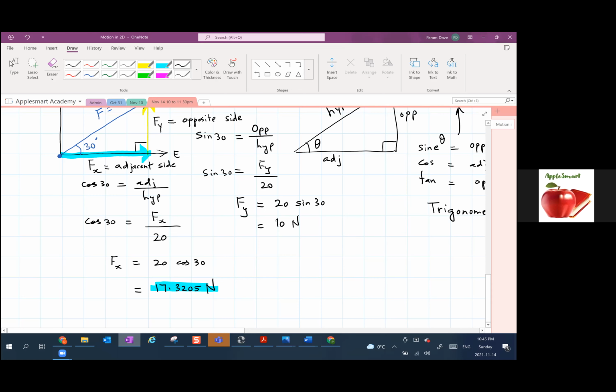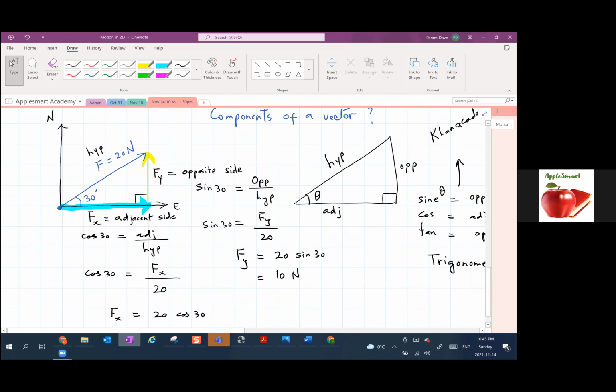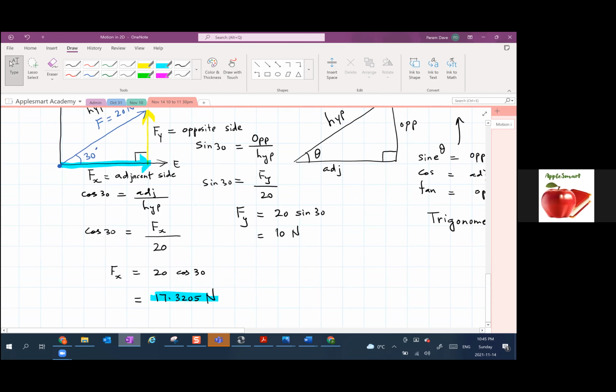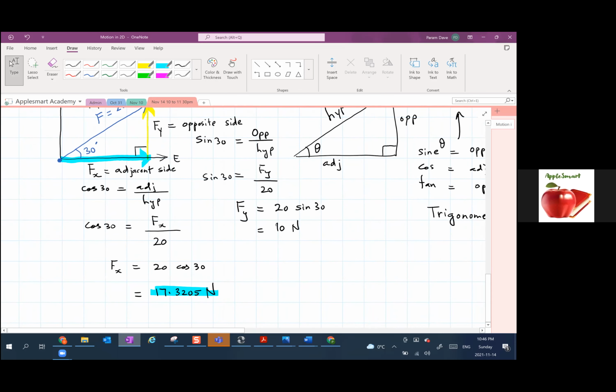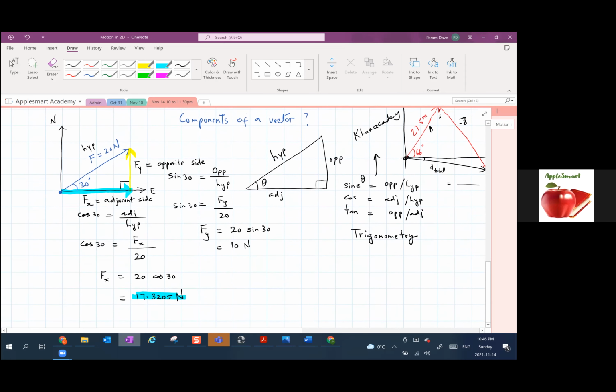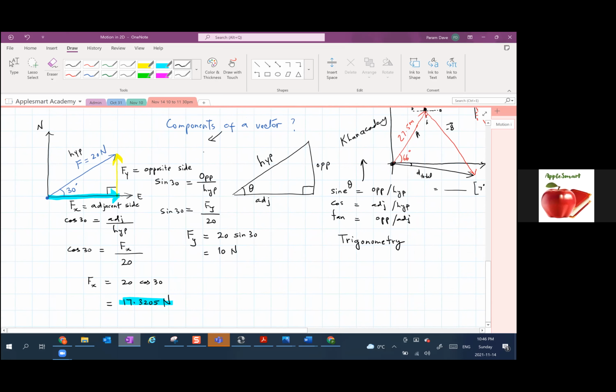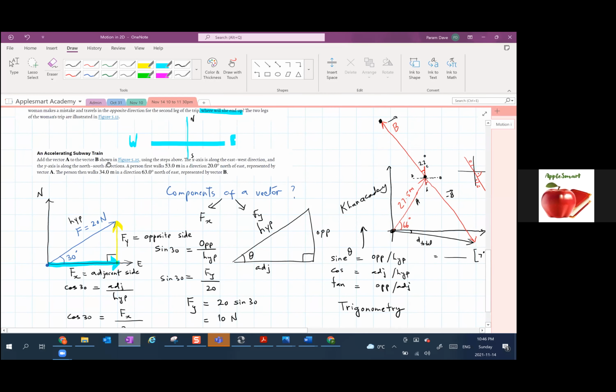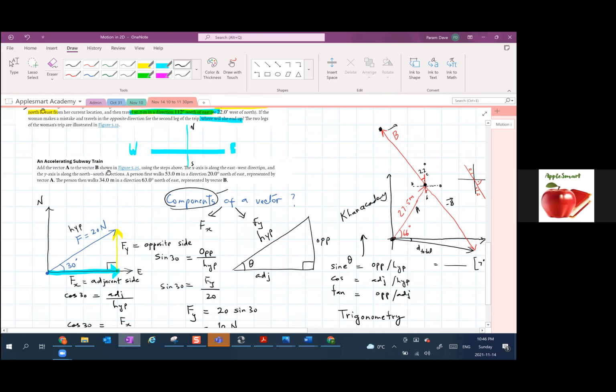So what this means is the rock's going to feel a 10 Newton push upwards and roughly 17 Newtons push to the right. So this is what is called finding the components of the vector. And the components are Fx and Fy. These are called the components. Really, what components means is parts.